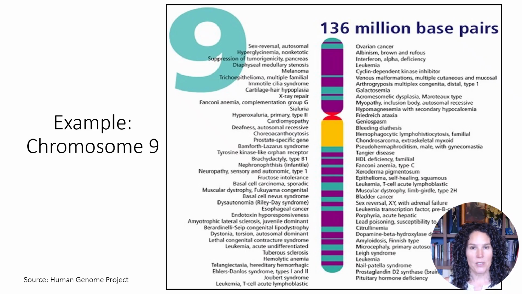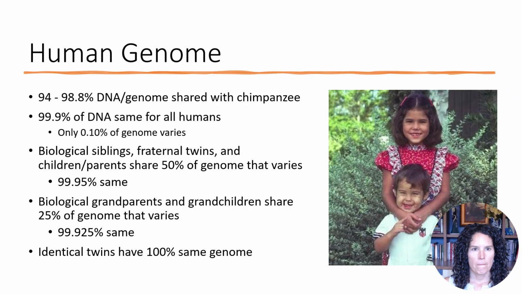We were surprised in the Human Genome Project to find out that we only have about 25,000 genes. We expected, because we're so complex, that we would have about 100,000 genes. We have about the same number of genes as mice or fruit flies. This is just an example of chromosome 9, which shows all the genes on chromosome 9 that are related to different traits.